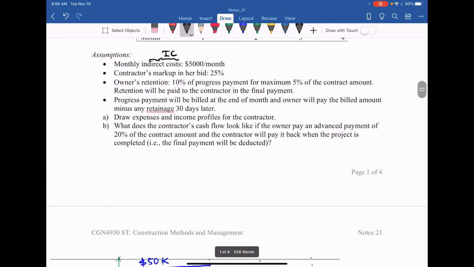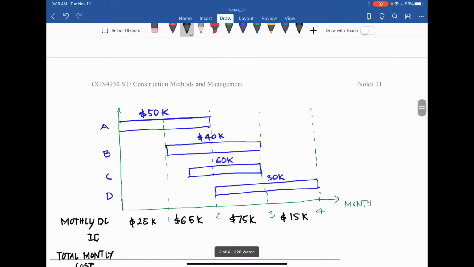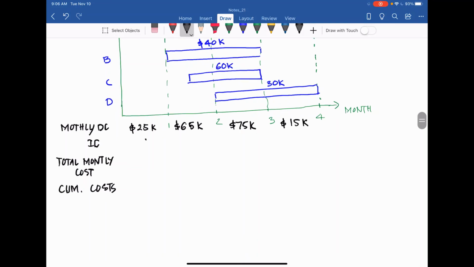And we have the indirect costs, 5,000 per month. We put down 5,000 for each month. So the total monthly cost, including direct cost and indirect cost, we add them up. 25 plus 5 is 30,000. 65 plus 5 is 70,000. 75 plus 5 is 80,000. And the last one is 20,000.